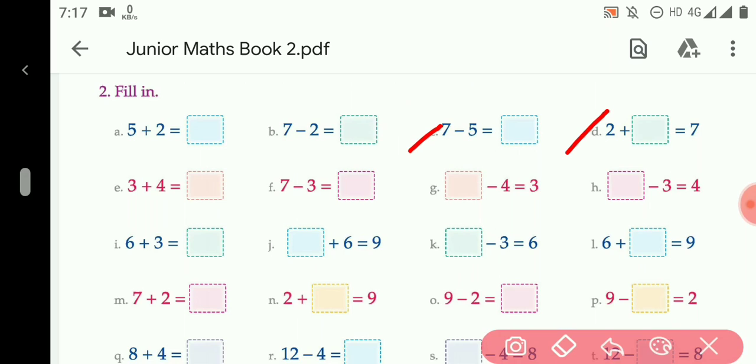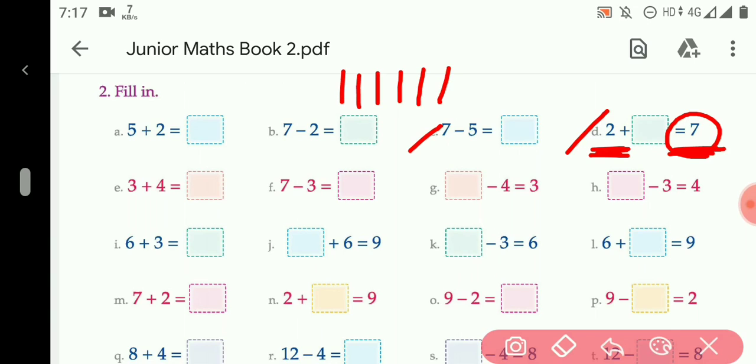In D part, 2 plus fill in the blank equals to 7, which means how many we will add to 2, so the answer will be 7. So how we will do it? We have to subtract 2 from 7, then we will get the answer. 1, 2, 3, 4, 5, 6, 7. Then we will cancel out 2 here. How much is the answer? 5. So 2 plus 5 equals to 7.